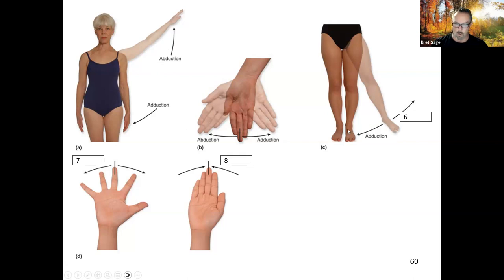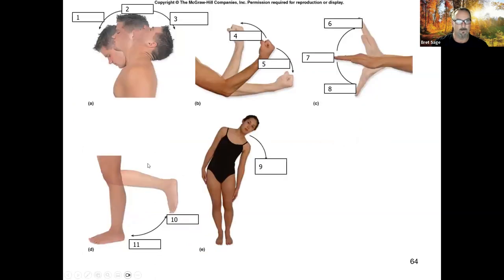Adduction, moving your leg towards the midline, towards anatomical position, adding to the center. Six, abduction, away from the center line, taking the body part away from the body center. Same thing here, seven, abduction. So you're taking your fingers away from the center line. And then eight, adding back to the center would be adduction.